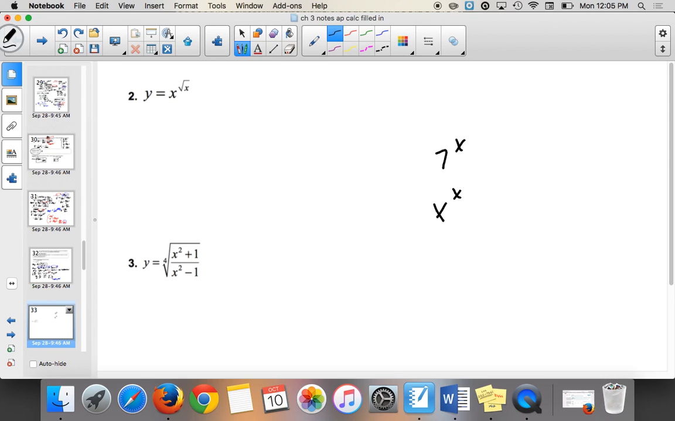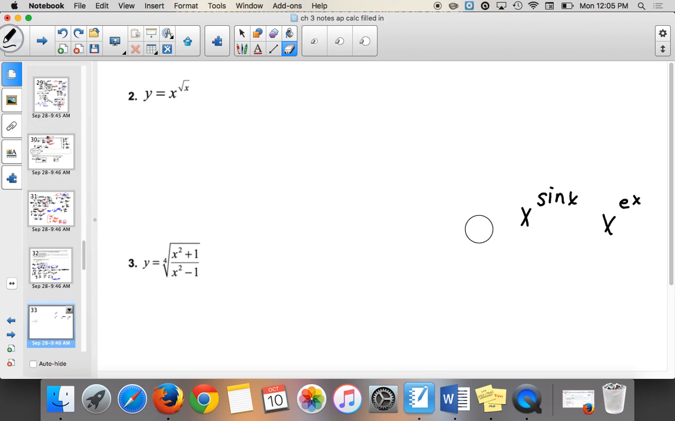How do we find the derivative? The only way we find the derivative when it's like x to the x or x to the sine x or x to the e to the x, anything that has something with x in it raised to something with x in it, we do logarithmic differentiation. We always do, okay? So maybe write yourself a note. Always use logarithmic differentiation if you have something with x raised to something with x.